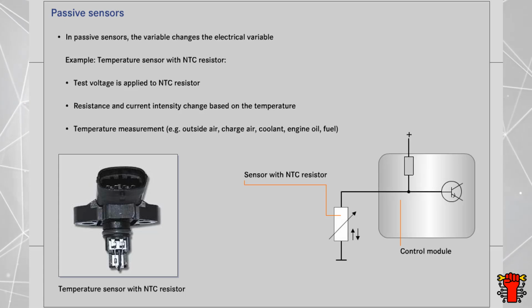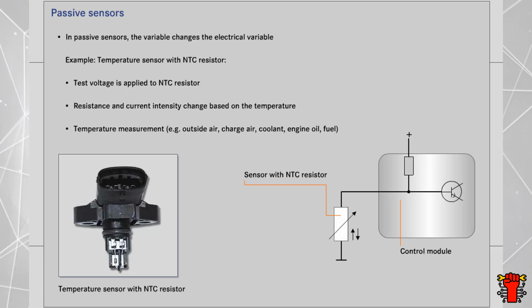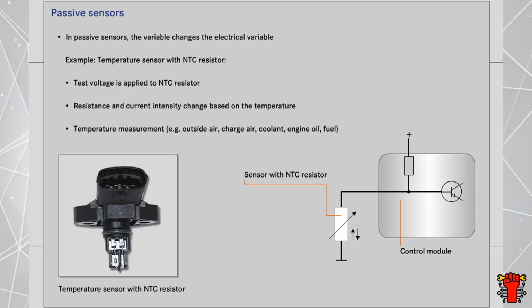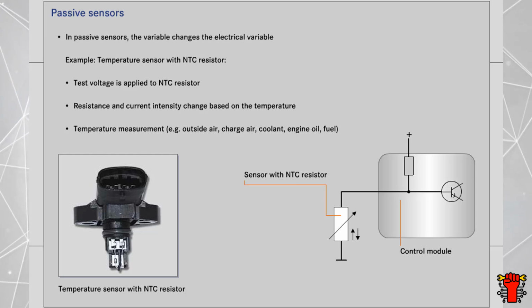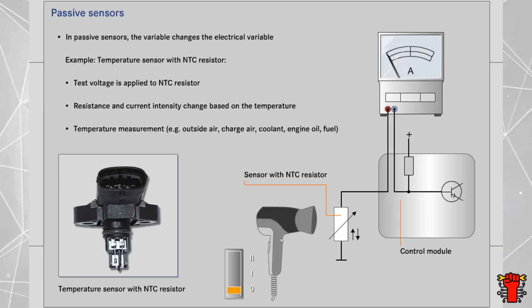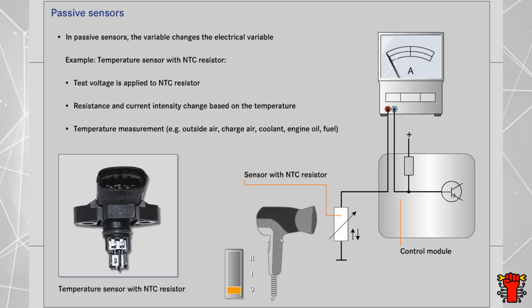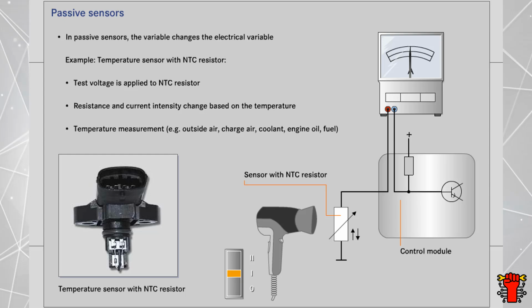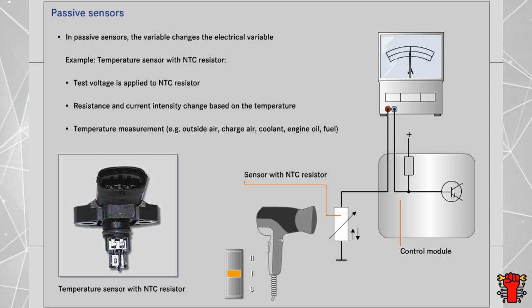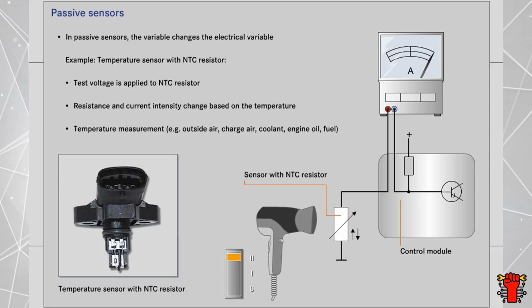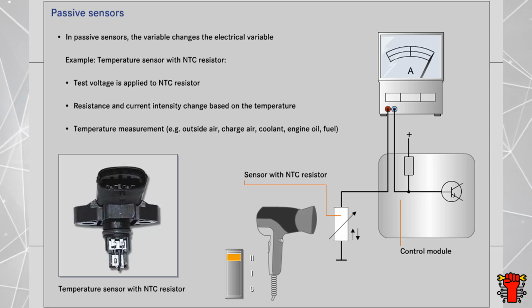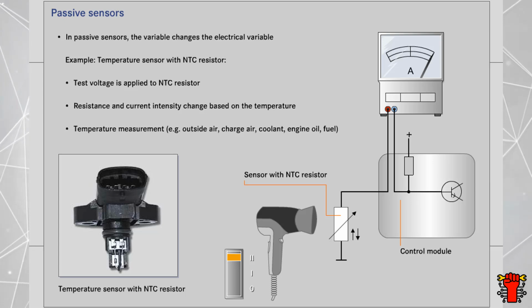NTC resistors are used to measure temperature. For example, the temperature of the outside air, the charge air, the coolant, the engine oil, or the fuel. Have a look yourself at what happens when the temperature rises. The higher the temperature, the higher the measured current flowing to the control module. If the temperature exceeds a specific limit, the control module responds with an appropriate control action.